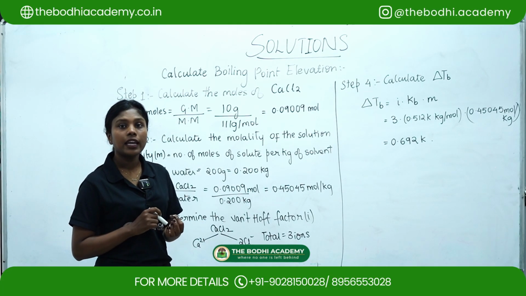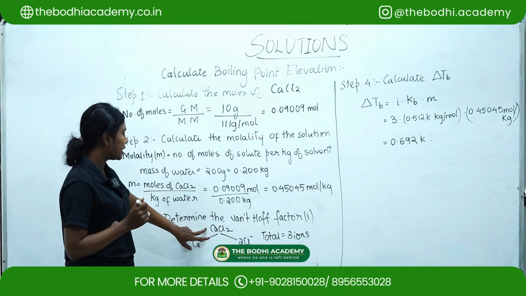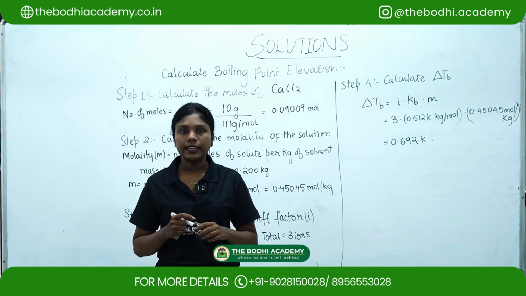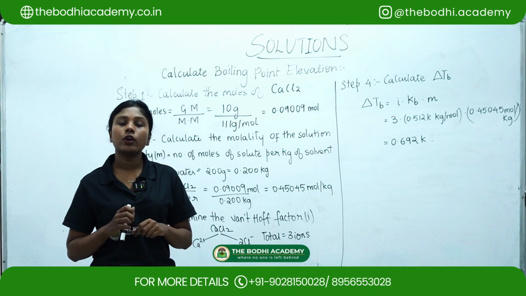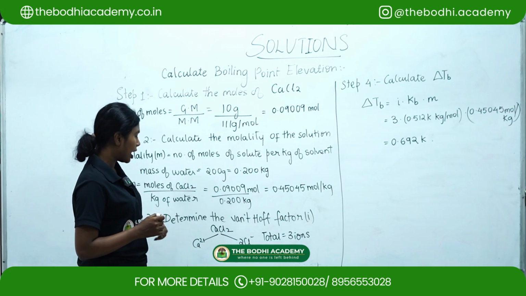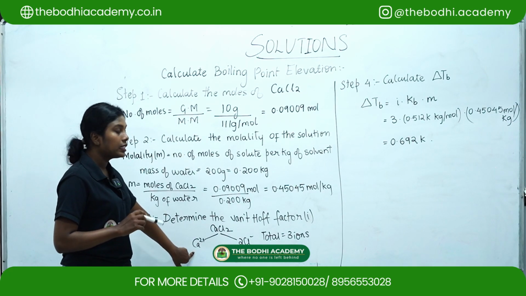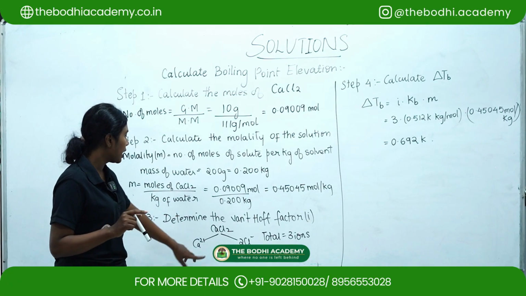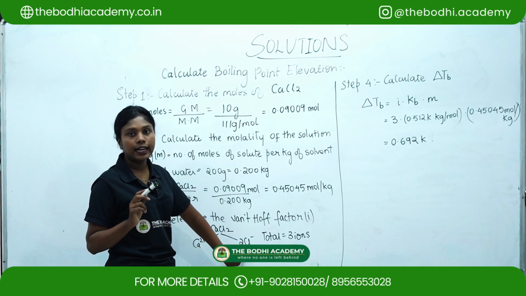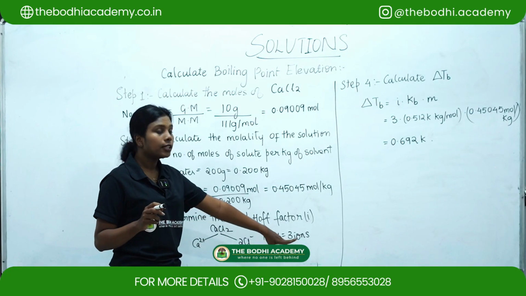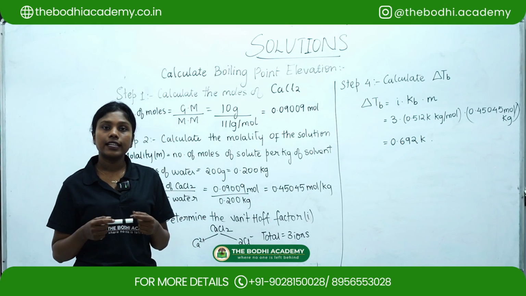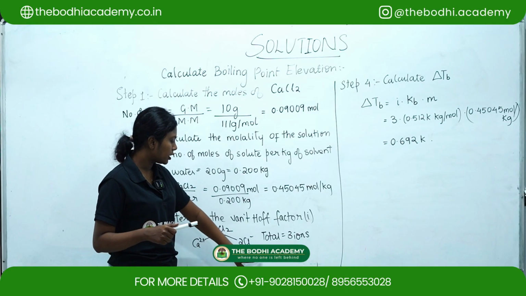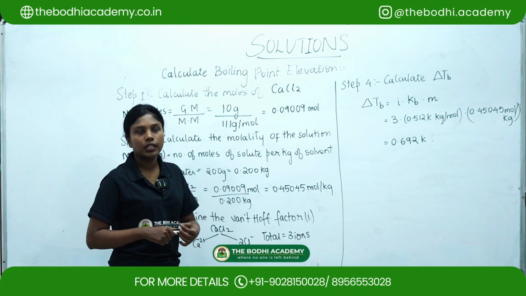Now another important thing is that we need to determine the Van Hoff factor, that is given by i. Because the question reads that CaCl2 has completely dissociated, it has broken down into its respective ions. There is only one Ca2+, whereas the chlorines are two of them. So the total number of ions that CaCl2 dissociates into is 3.